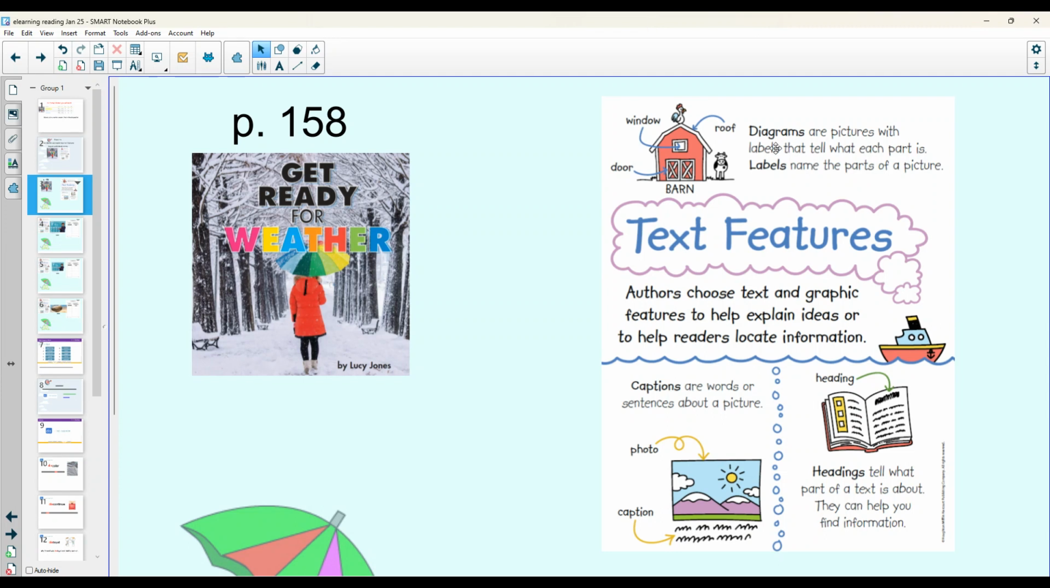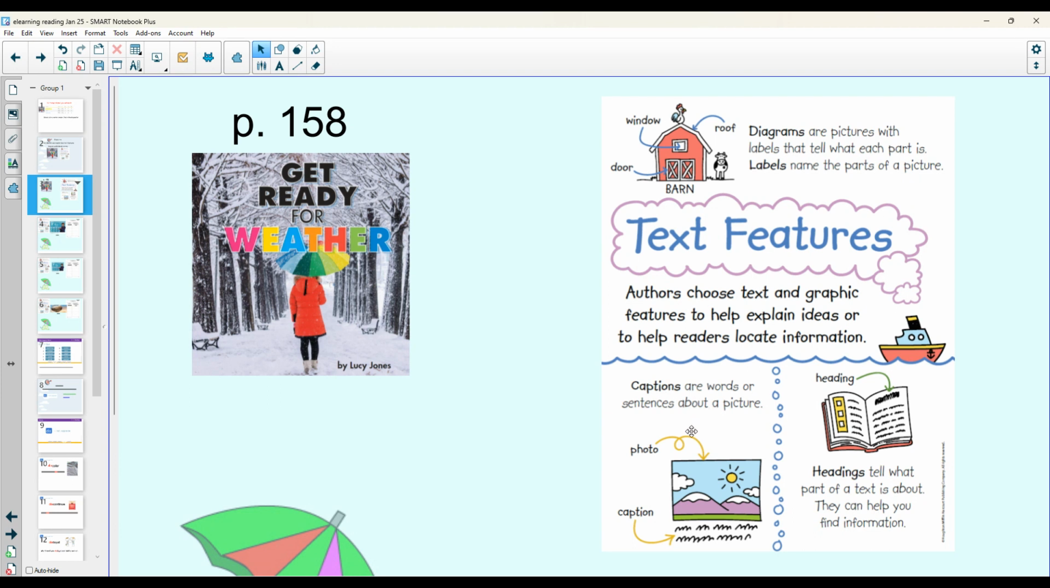Some stories have diagrams. Diagrams are pictures with labels that tell what each part is, and labels name the parts of the picture. Authors can choose to use diagrams and labels to help explain ideas, or if we need to go back and find information, text features really help when we're skimming through the pages.